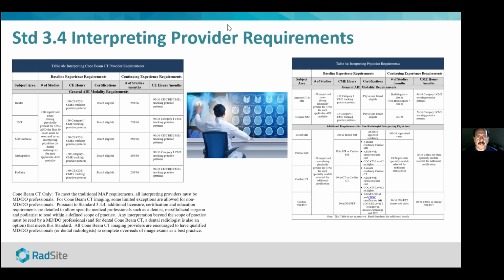And then as far as continuing experience, we want to make sure that whoever is continuing to interpret these studies has a reasonable number of studies that they're doing. Over a 3-year period, 250 studies, which would be somewhere in the neighborhood of about 80 per year or so. I think that's pretty realistic, and I think the vast majority of those doing cone beam CT will find that fairly easy to meet.